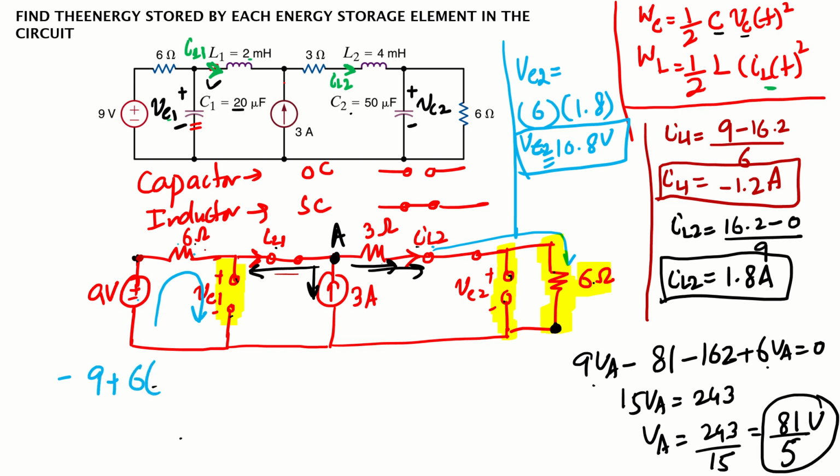What is the voltage drop here? 6 times the current. What is the current flowing through this one? That is IL1. What is the value of IL1? -1.2. So -9 plus 6 times -1.2, plus VC1 is equal to 0. So VC1 will be, if we simplify this, 6 times 1.2 plus 9, which will give me 16.2. So basically VC1.